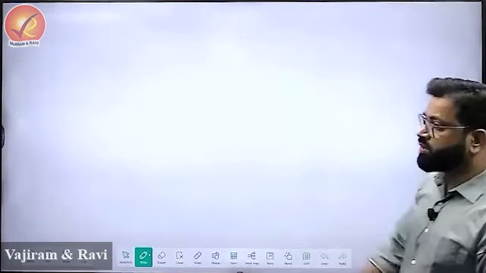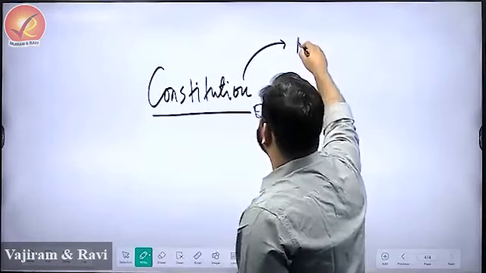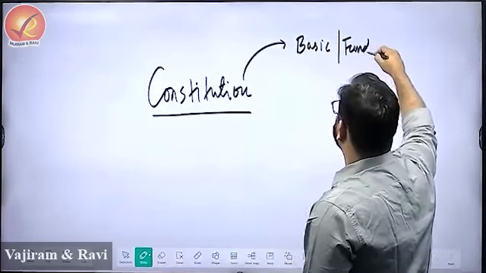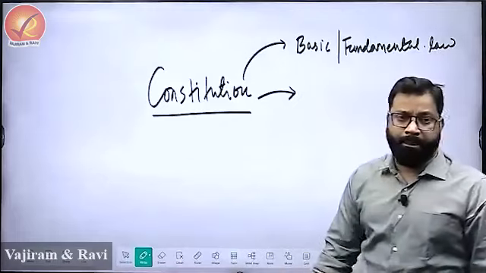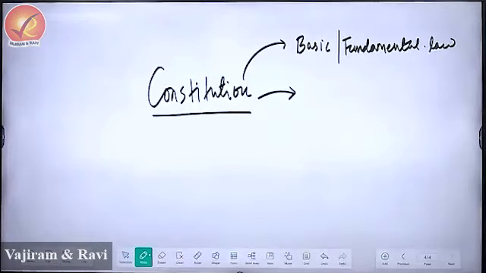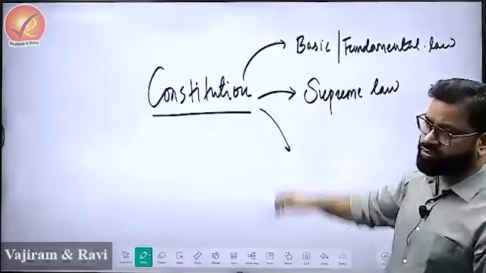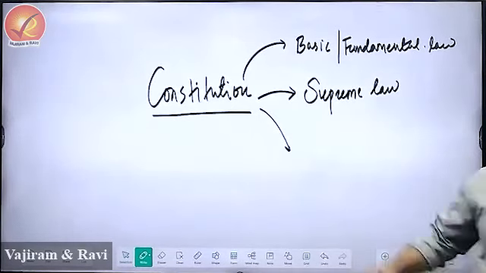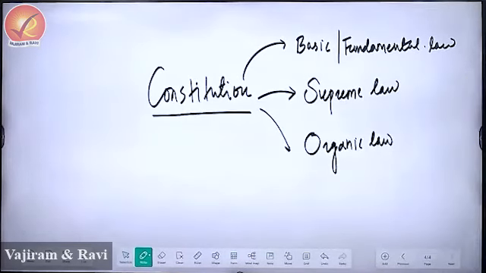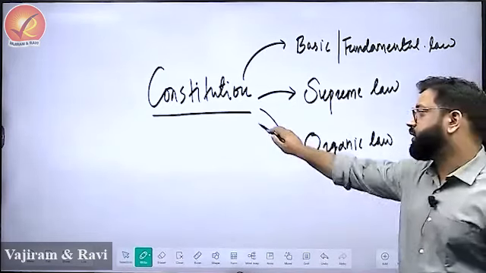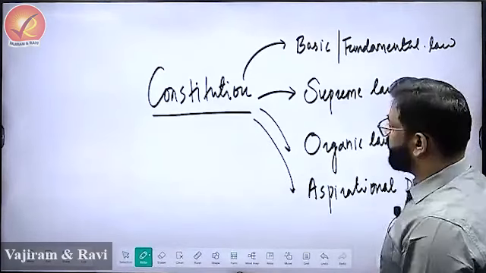Can you help me define a Constitution then? What is a Constitution? A Constitution is a basic or fundamental law of the land. Right? Anything else that you know about Constitution? It is the supreme law of the land. Anything else that you know about Constitution? It is organic law of the land. Very good. Organic law of the land. Anything else? Yes. It is the aspirational document of a country. Very good. So these are basically the idea behind the Constitution.